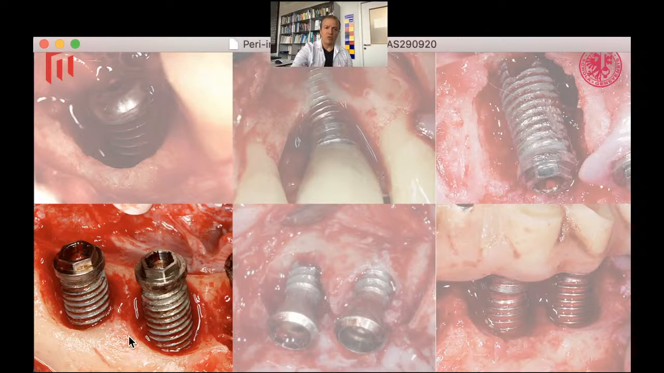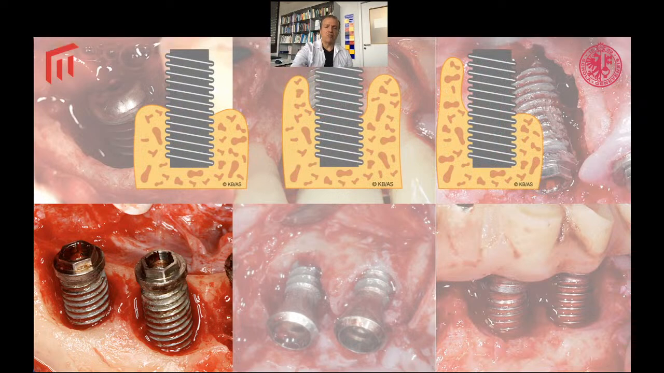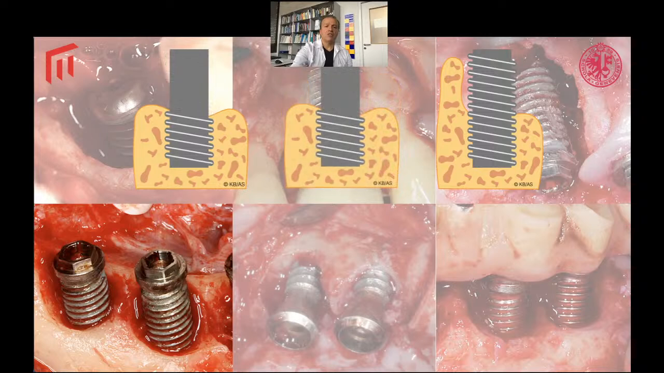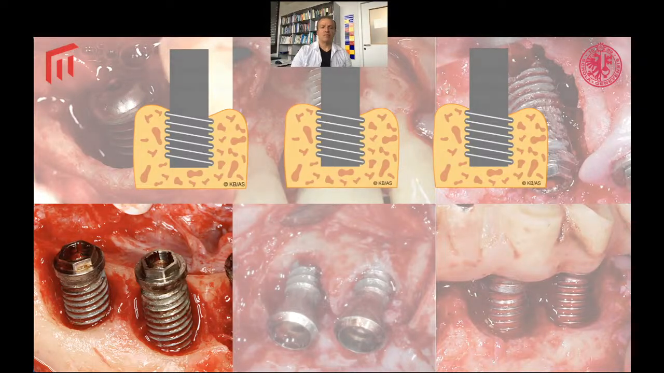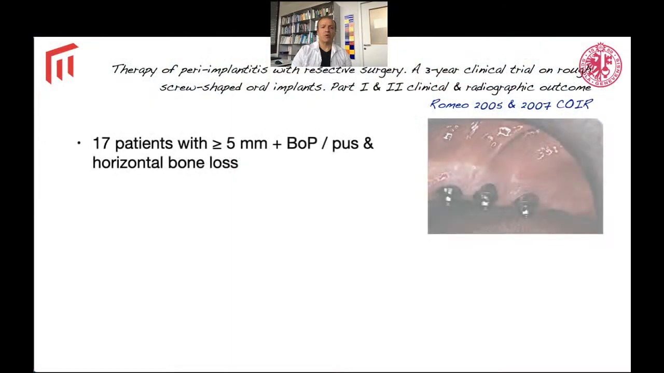So that means that our approach cannot be as simple as before. It has to be a little bit more advanced. Again, it has to be resective because we do not have good potential for regeneration, but this time the resective part will also be on the implant surface to decontaminate the implant efficiently. This is done by removing the threads and the surface. So we do what we call implantoplasty, and there is some evidence supporting this approach.